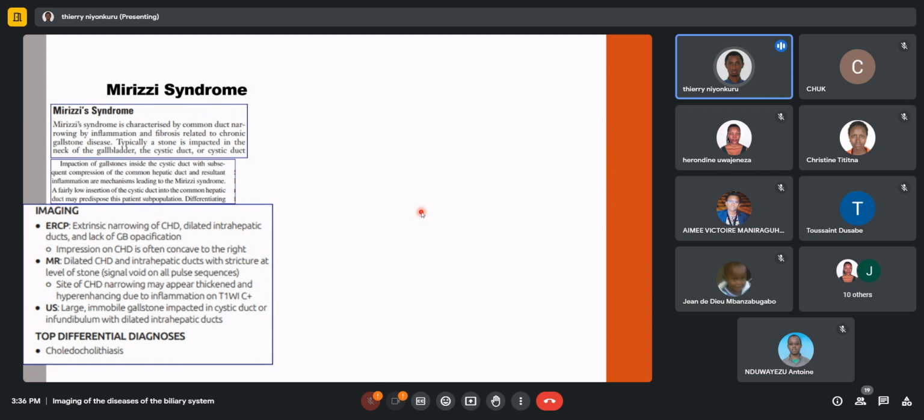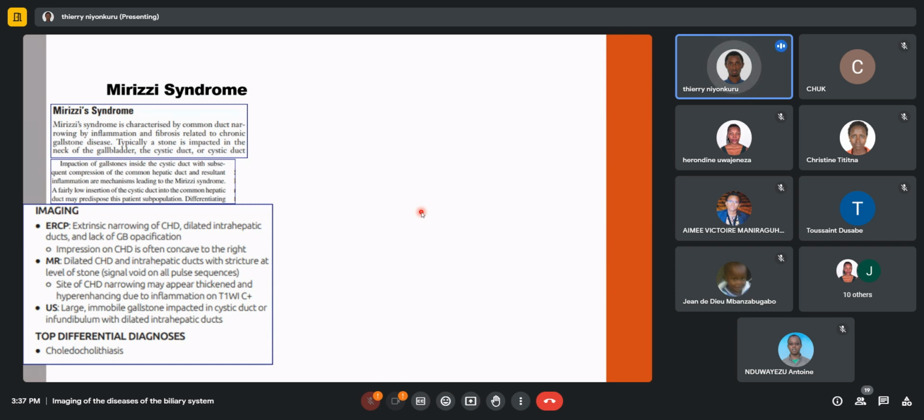to Mirizzi syndrome. On imaging, on MRCP, we see the extrinsic narrowing of the common hepatic duct. We see the dilated intrahepatic duct and lack of gallbladder opacification. And the impression on the common hepatic duct is often concave to the right. On the MRI, it's the same. We see dilated intrahepatic and extrahepatic ducts with the structure at the level of the stone, which will be characterized by signal void on all sequences.